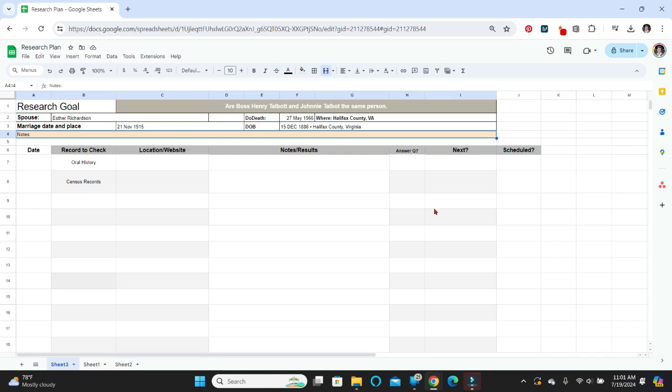So that research plan not only gives me a roadmap for the records and the types of research I want to do, but it also helps me ensure that I do not duplicate research that I have already done. So it's keeping me focused and it's keeping me efficient. Okay, now I do create my research plans in Google Sheets, so let me turn my camera around, let me take you over and show you how I create that research plan.